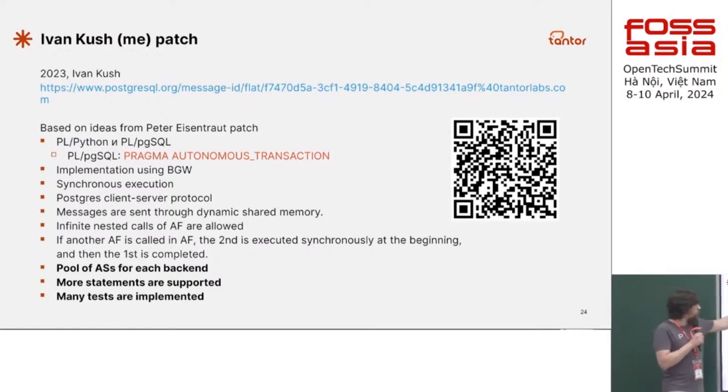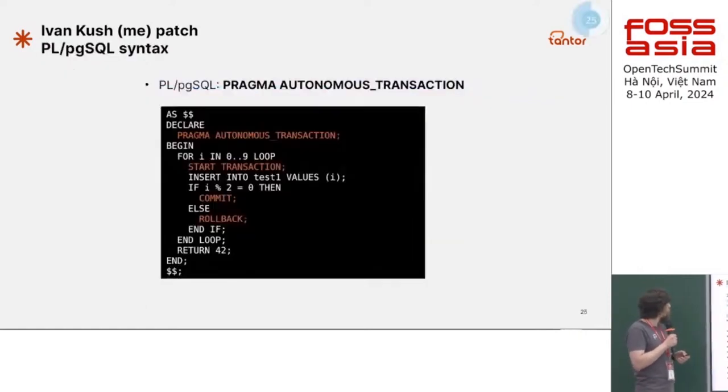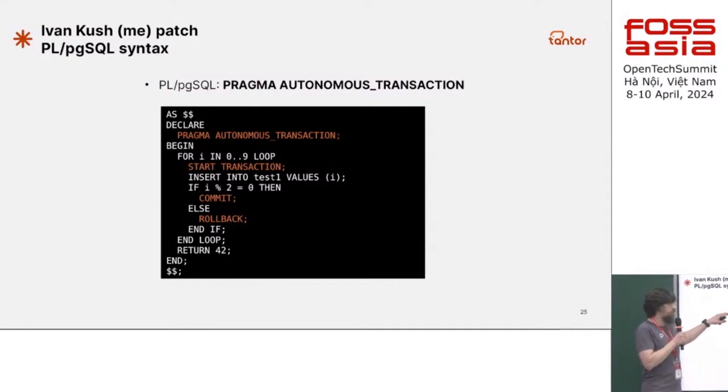So here's the link if you'd like to read more. Let's see an example. Here is an anonymous function. Here is a pragma autonomous transaction, and in the function we have transaction management commands like start transaction, commit, and rollback. By default, in functions, we can't use transaction commands.